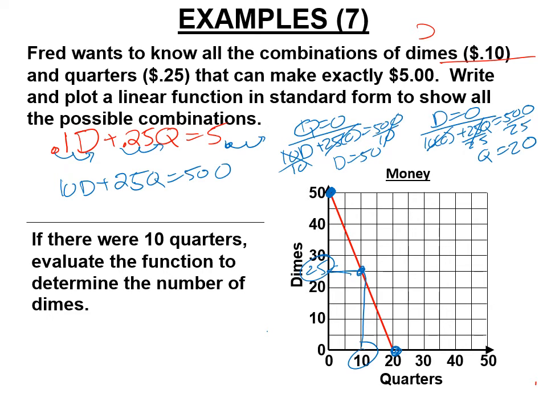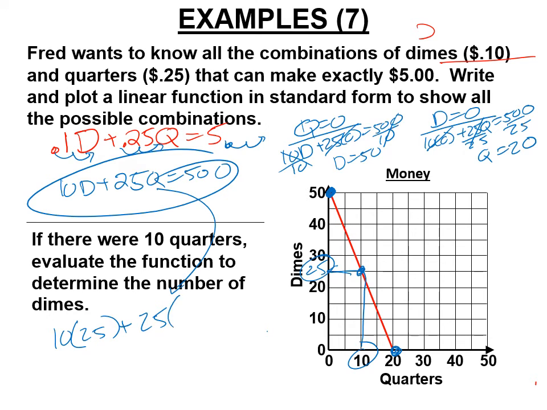And you could put that into any of these equations. You could do 10 times D, which is 25, plus 25, I'm using this equation right here, times 10 quarters. That will equal exactly $5, 500, because that's 250, and that's 250, and that adds up to 500.